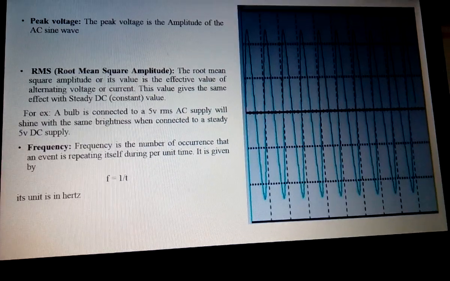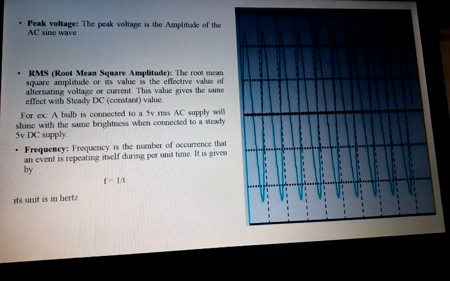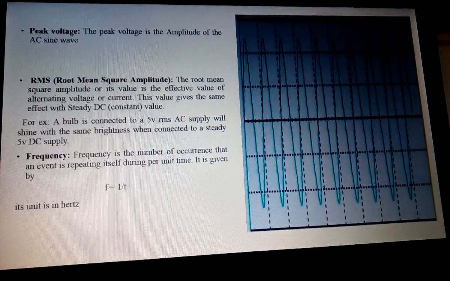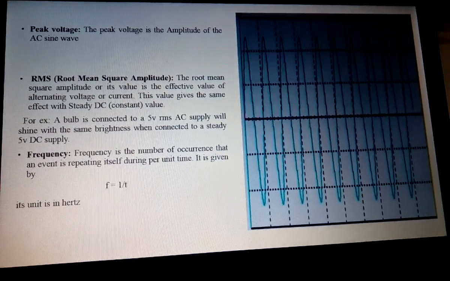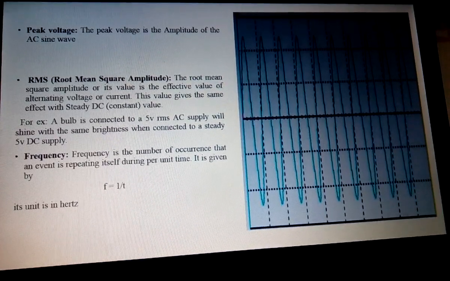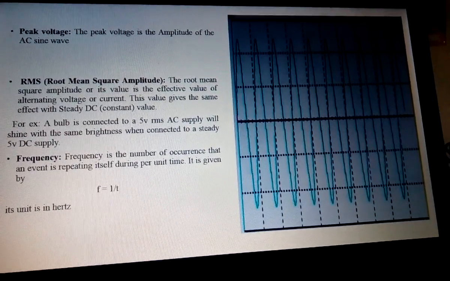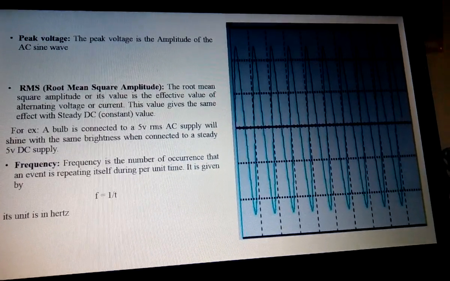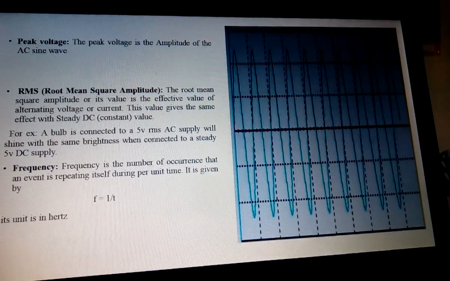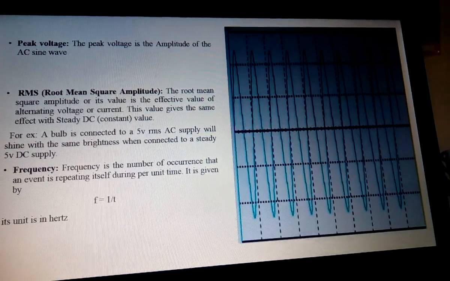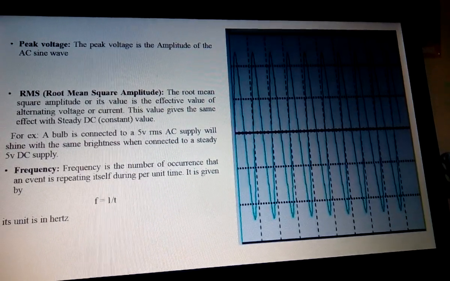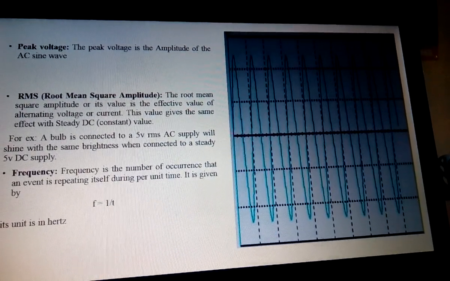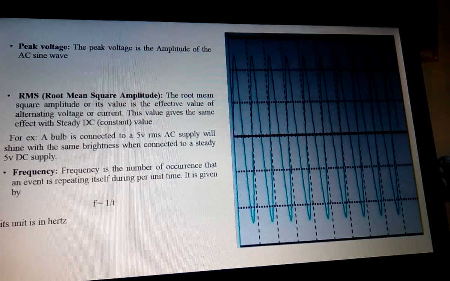Now here, you'll see the peak voltage is the amplitude of the AC sine wave, whereas RMS is nothing but root mean square amplitude. The root mean square value is the effective value of the alternating voltage or current. Now this value gives the same effect as a steady constant DC. For example, a bulb connected to a 5 volt RMS AC supply shines with the same brightness as when connected to a steady 5 volt DC supply.